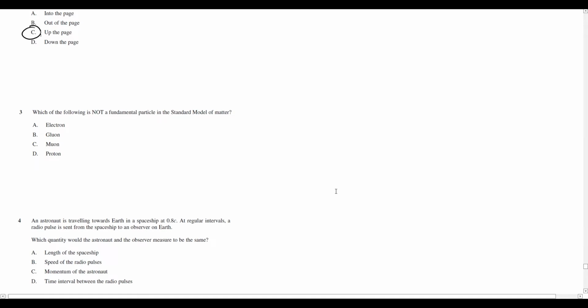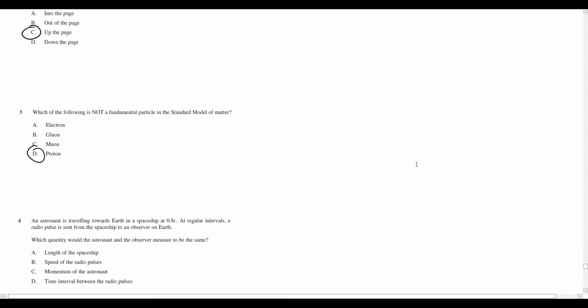All right, question 3. Which of the following is not a fundamental particle in the standard model of matter? So an electron, gluon, muon, or proton. If you remember your standard model, then you can identify the answer is going to be proton. But the other way that you can get there by elimination is just by thinking about, well, is there anything smaller that makes up an electron or a gluon or a muon? Not really. But for a proton, we know that it is made up of quarks. So we know where quarks are on the standard model, so we can exclude protons then.